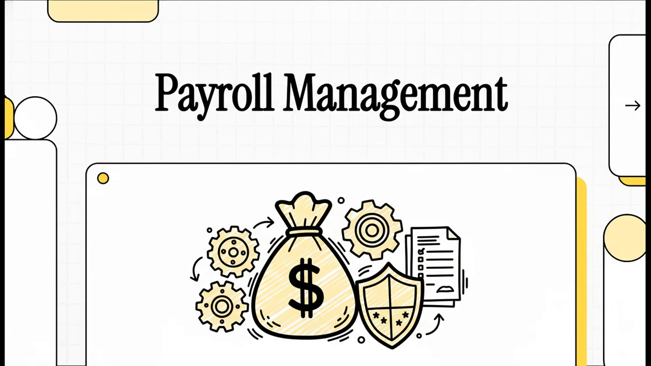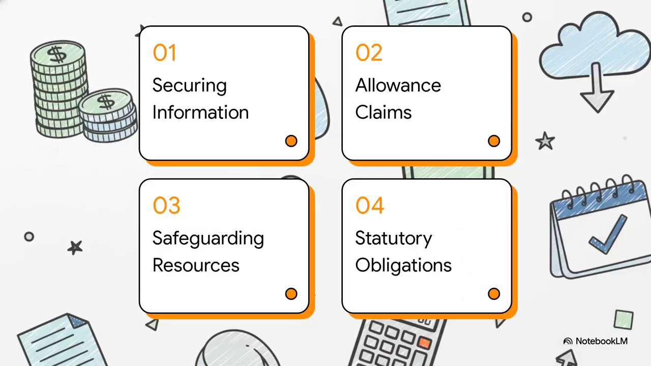Welcome. This briefing explains the essential procedures for establishing robust payroll management based entirely on the analysis within the source document, Established Procedures for Payroll Management. The source material is structured into 4 key areas. We will proceed in order, covering the procedures for securing payroll information, the process for substantiating allowance claims, the methods for safeguarding financial resources, and finally, the requirements for meeting statutory obligations.